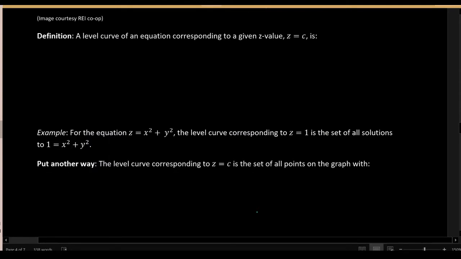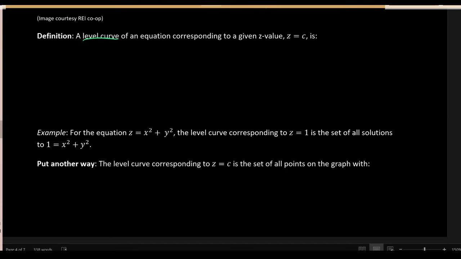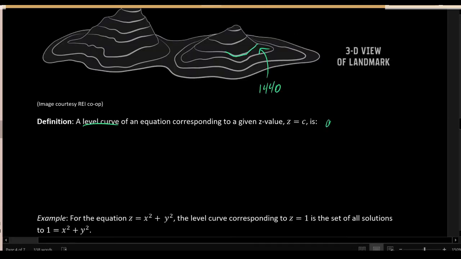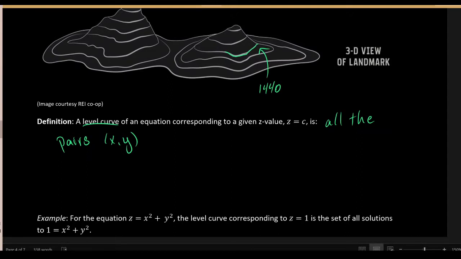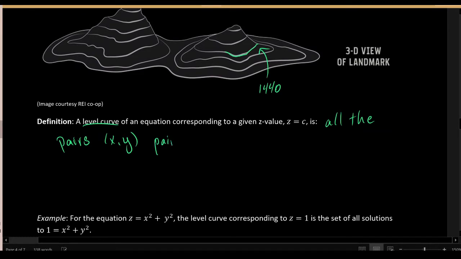The analog to one of those elevation curves in the topographical map, in mathematics we call such a thing a level curve. A level curve of an equation corresponding to a particular given c value. Maybe it's z equals c. This is all the pairs of x and y values, all the horizontal locations, that correspond to this particular given elevation, this particular given z value, this particular given height. All the pairs xy paired with this given z value by the equation.